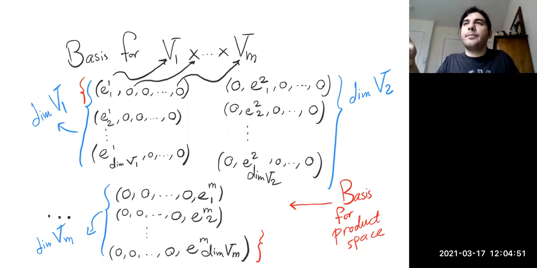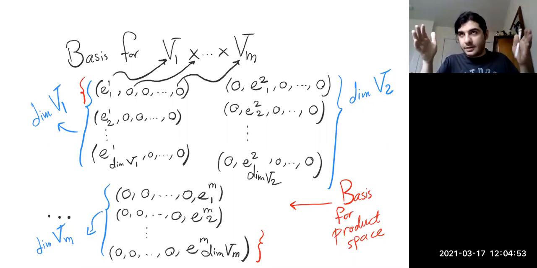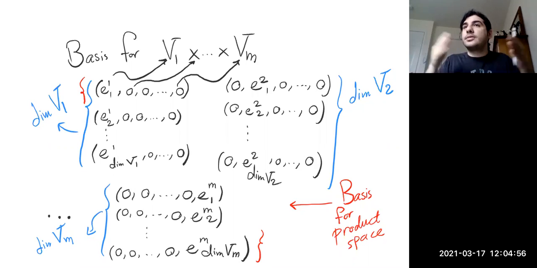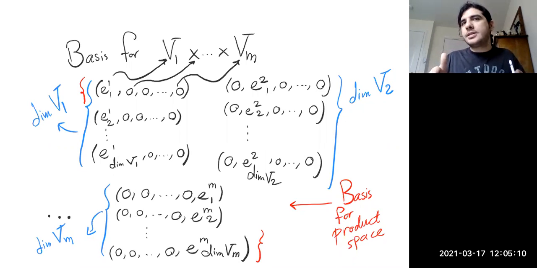So the number of all of these vectors is exactly dimension of V1 plus dimension of V2 up to dimension of Vm. Therefore, if this set forms a basis for this product space, the dimension of the product space should be the number of these vectors, which is just dimension of V1 plus dimension of V2 up to dimension of Vm. Okay, now, does it make sense? Is there any question up to this point? Is it clear where I'm going? If there's any confusion, you can just say it now, because it's a good time to reflect on this more.